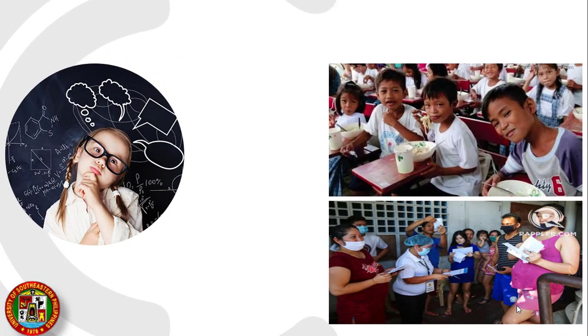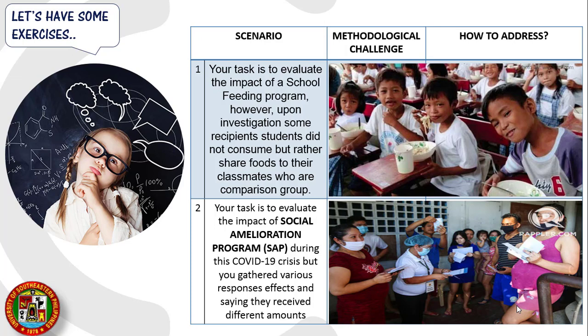Now, we have been able to identify the 5 methodological challenges: first, heterogeneous treatment effects; second, unintended behavioral effects; third, imperfect compliance; fourth, spillovers; and lastly, number 5, attrition, and also their means and ways to address. Now, I have prepared some exercises for you to practice. You can pause this video and give it a try, then check if you got it right.